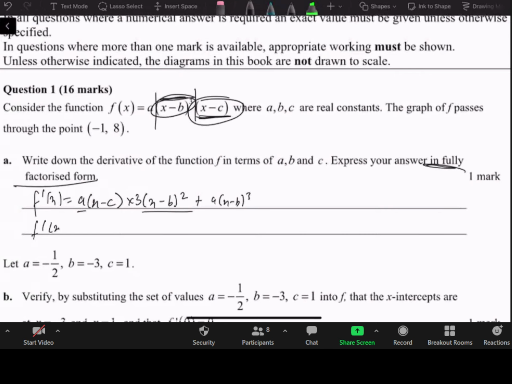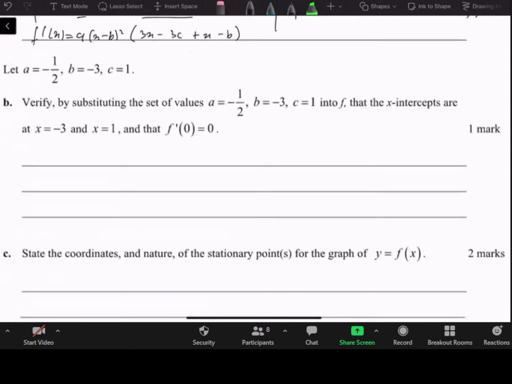So f dash x is a times x minus b squared. And then the common thing here is 3x minus 3c. The common thing here is x minus b. And then you can collect some like terms. In this case, it's just the x values, minus 3c minus b, and that's your answer.